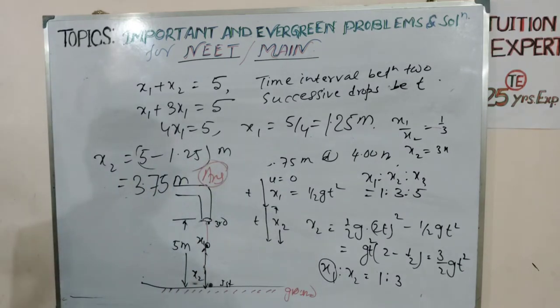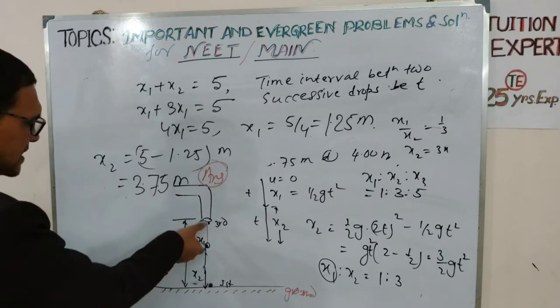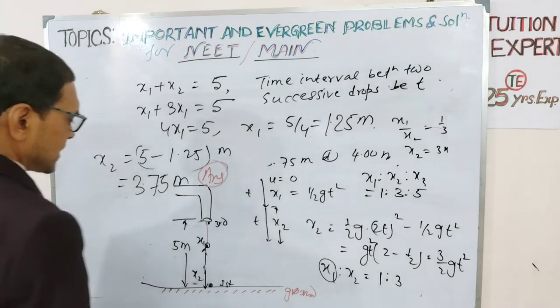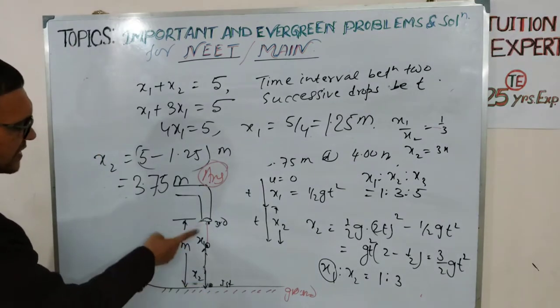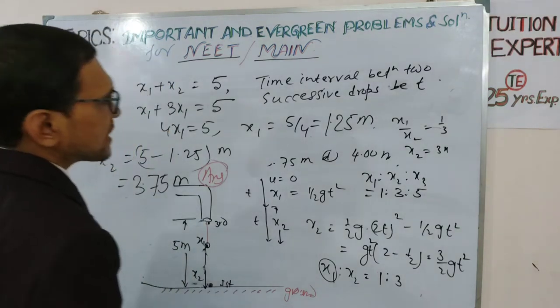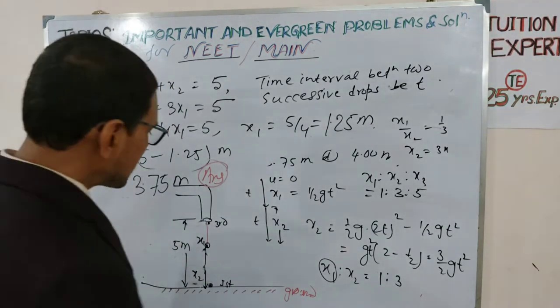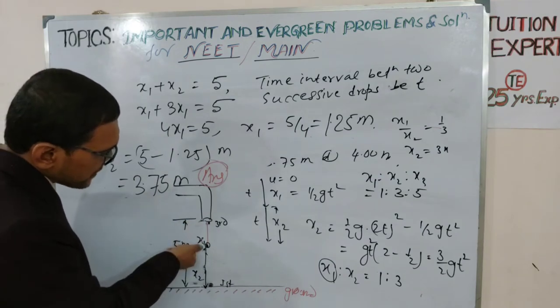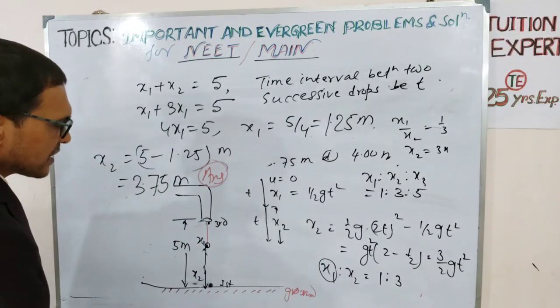So here we have to consider the distance traveled for successive t seconds. That is, if the first drop travels for 2t seconds, then the second drop travels for t seconds, because for every time interval t seconds, one drop emits from the tap. So if the first drop travels for 2t seconds, then the second drop travels for t seconds.